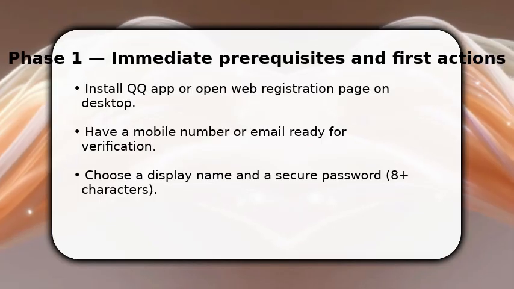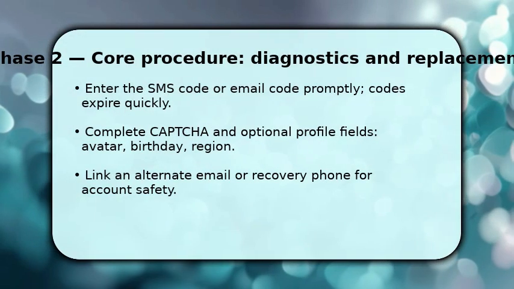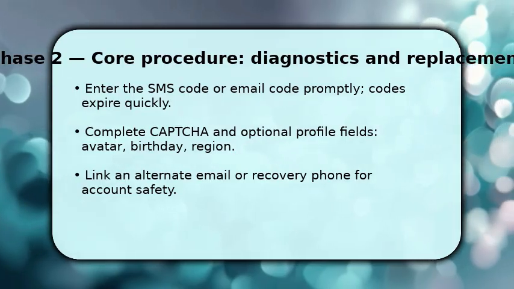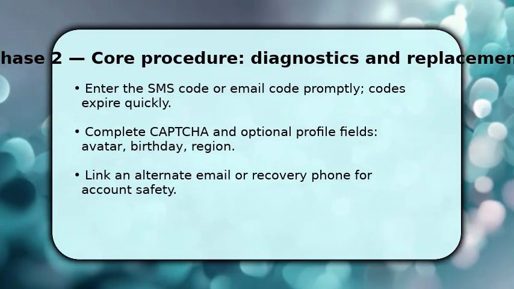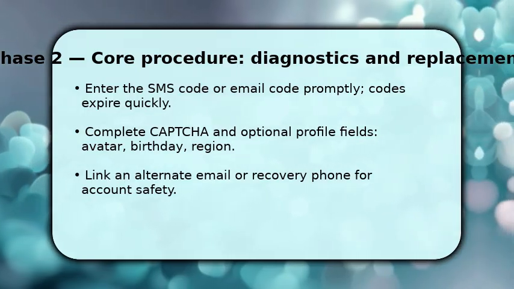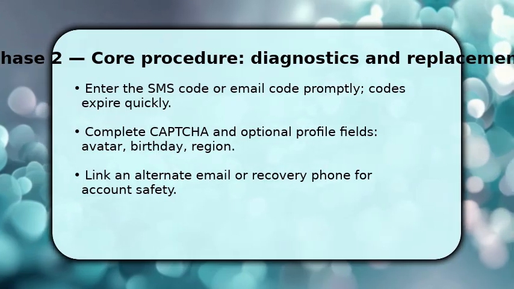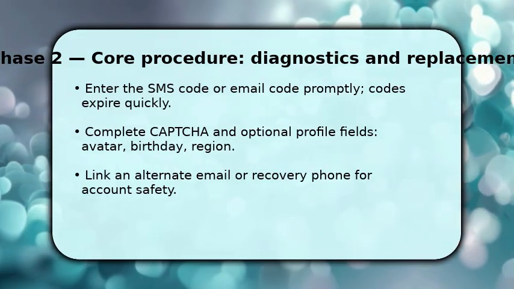Now you'll finish verification and detailed setup. Once you request a code, enter the SMS or email code exactly as received. Codes often expire within minutes. Next, solve the CAPTCHA challenge to prove you are human, then fill out optional profile details like avatar, birthday, and region to improve account personalization.